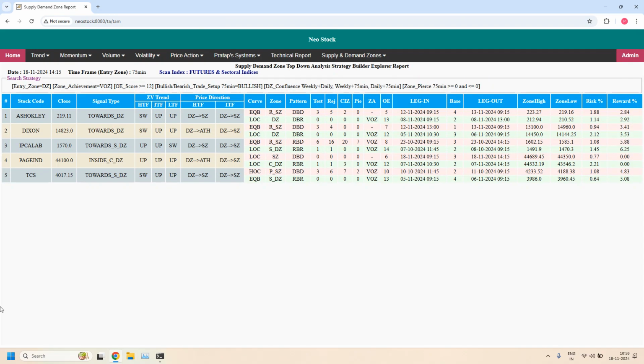In these 5 stocks, all these demand zones are 75 minutes demand zones. They are the LTF zones, entry zones. These demand zones are part of the daily demand zones, and both together are again part of the weekly demand zones. If weekly trend is up, the third stock and the fourth stock, if they are having a weekly EMA confluence, there could be even more high probability setup supported stocks.